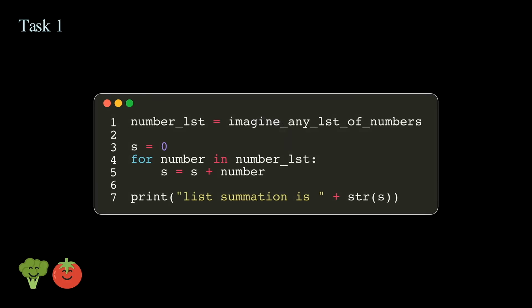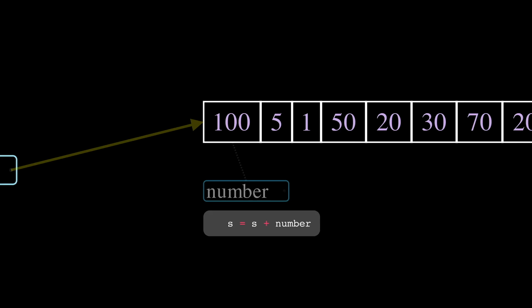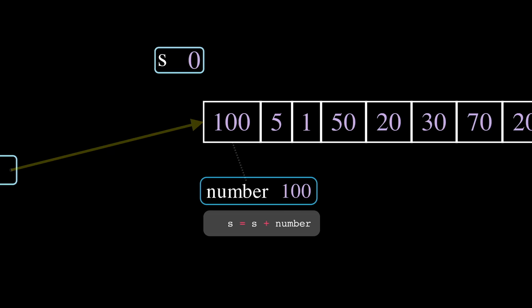So, the central idea is to create a variable outside before the loop starts running. We initialize the variable s to 0. When the for loop is running, we keep adding values into the variable s. Currently, the loop variable number is 100. The code block to execute is s equals s plus number, which means we update s by adding 100 to it. So s becomes 0 plus 100, which is 100.